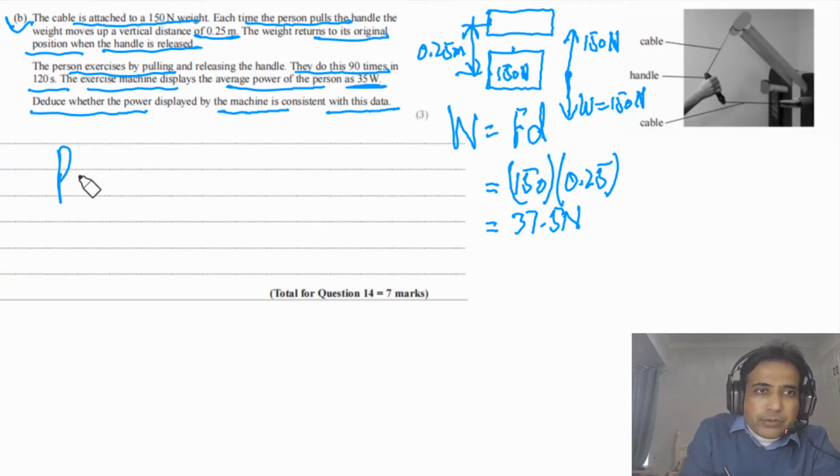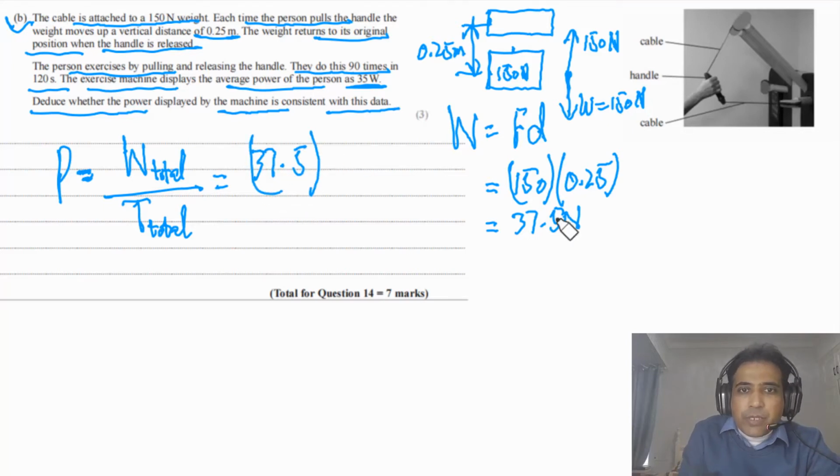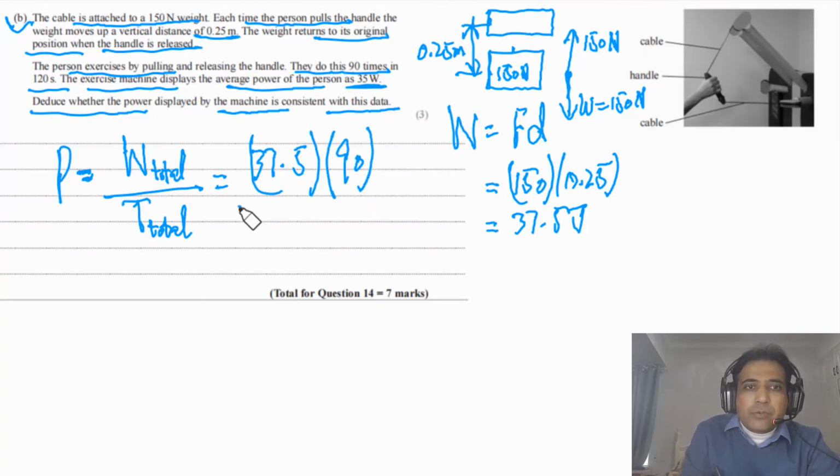We need to calculate power. So power will be equal to the total work done by the person divided by the total time taken. So this is the T total. In one time the person does work equal to 37.5 joules. So this is joules, is work done. So this is 37.5 joules. And the person repeats this 90 times, so we have to multiply by 90, and this is done in 120 seconds. So if we solve this one, we will get 28.1 watts.